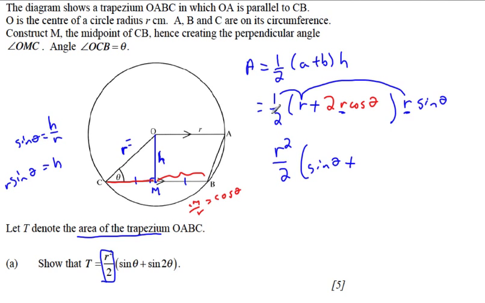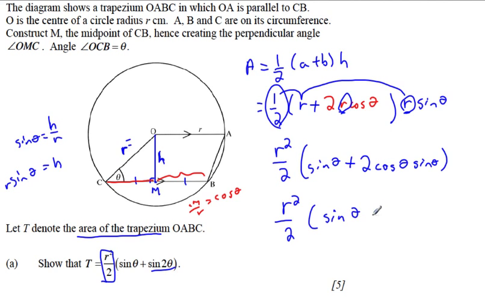Now this r is going to multiply that r. That's going to give us our r squared. Here's our 2, so the 1/2 and the r gets factored out. And we're left with 2 cos theta sine theta. So we're nearly home free, but we've got to use our double angle identity, r squared over 2 times (sine theta plus sine 2 theta) completes the show.